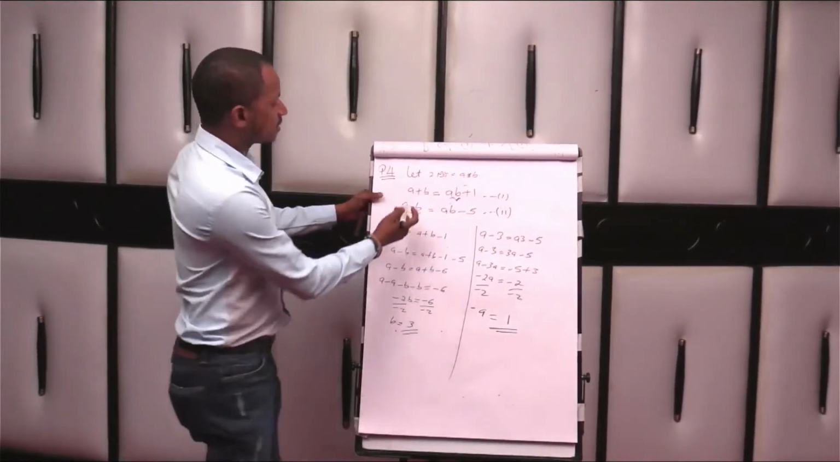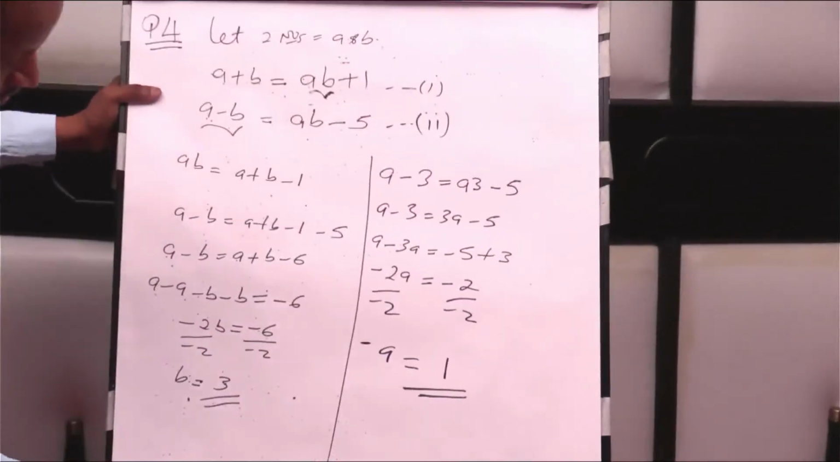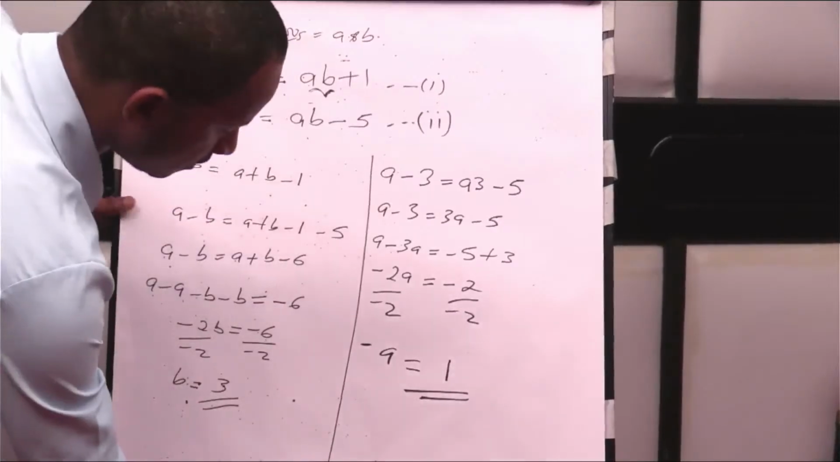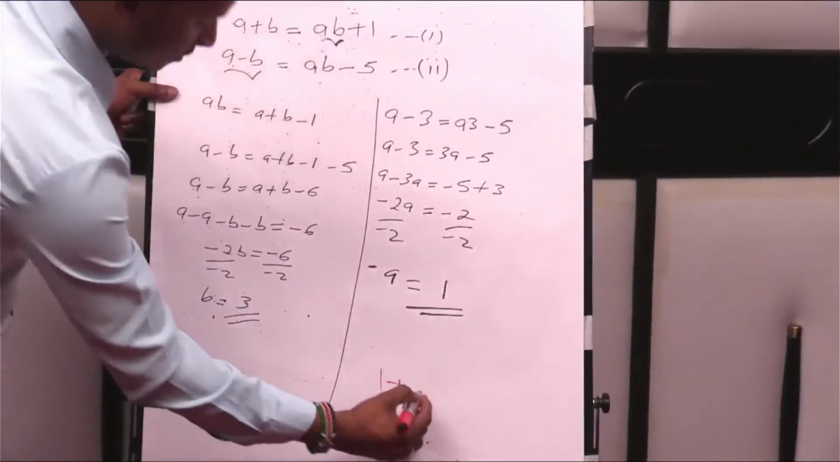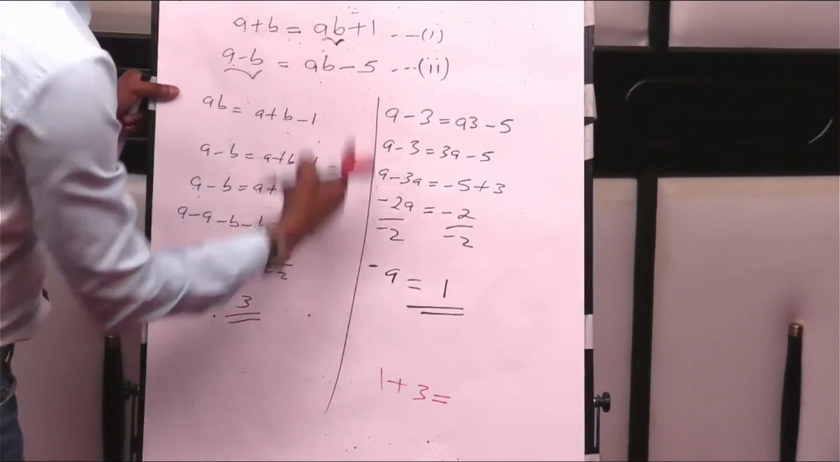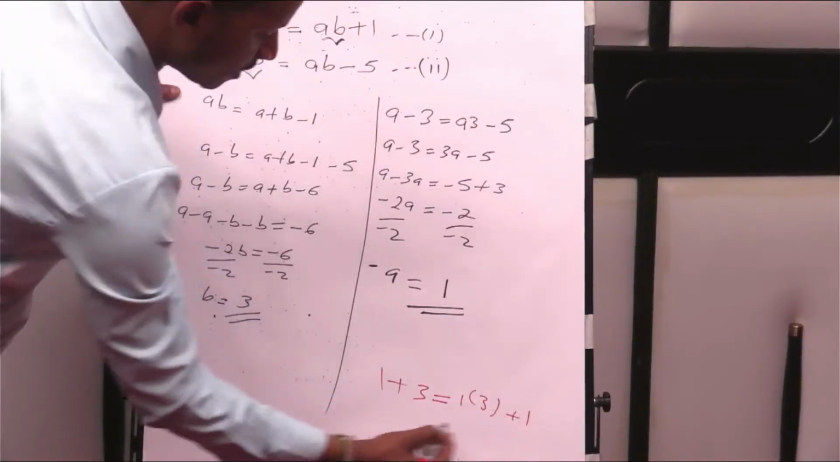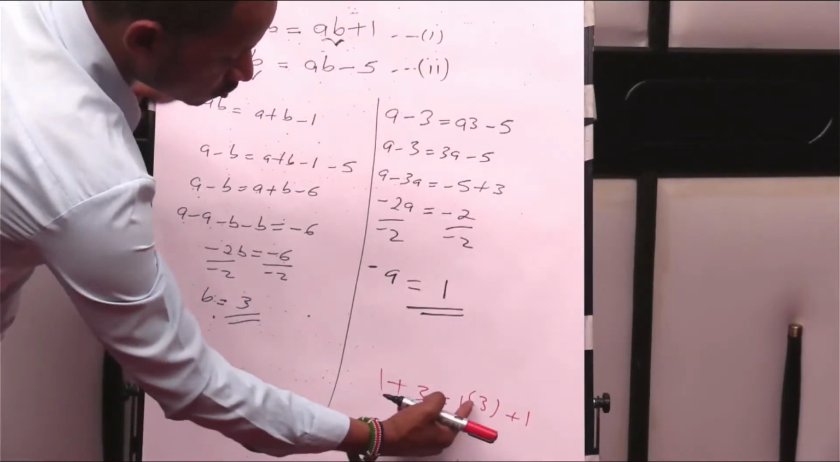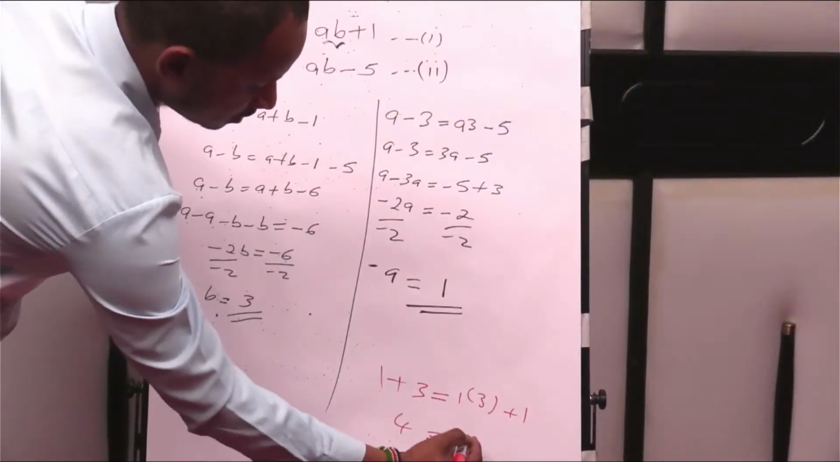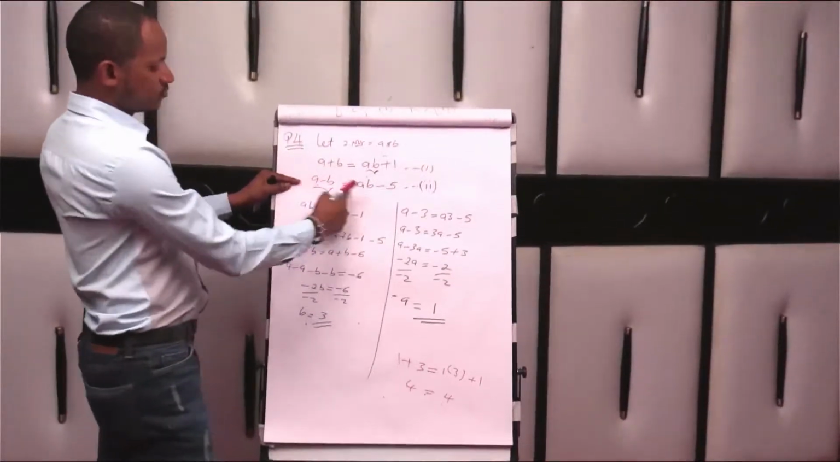So let's try to prove this. A plus B, A is 1 plus B is 3. Is it equal to AB plus 1? A times B, A is 1 times B is 3 plus 1. So this is 4. Is it equal to 1 times 3 is 3 plus 1 is equal to 4? Yes, equal to 4.